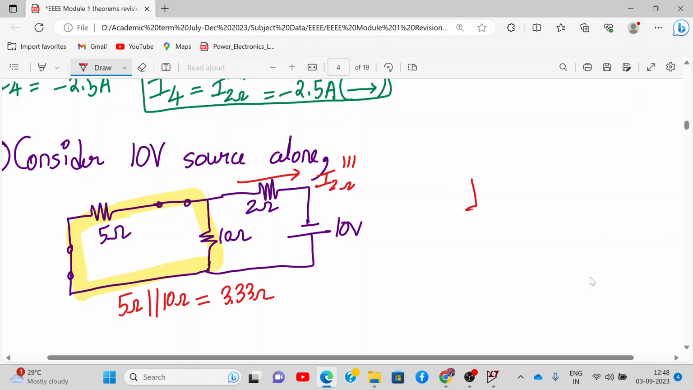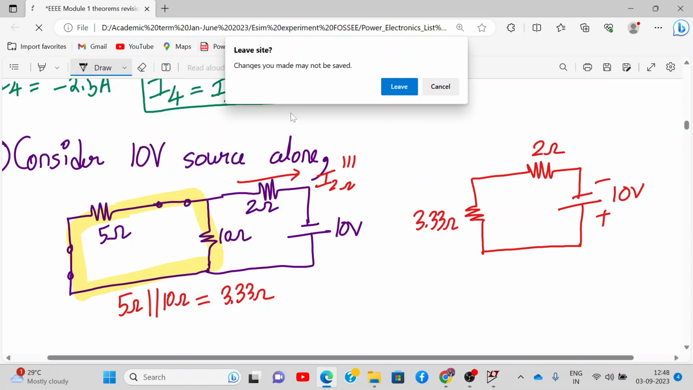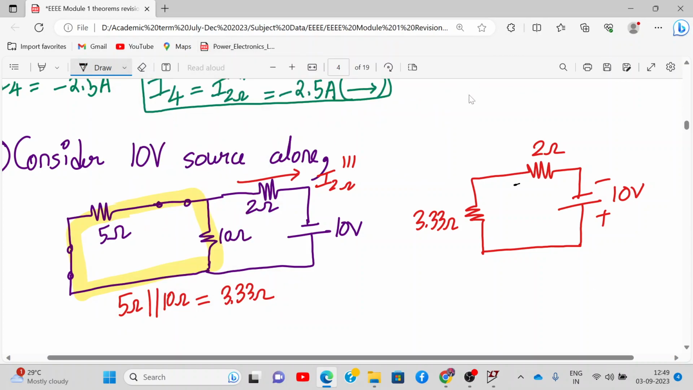And now I'll redraw the circuit. I know you can solve it using mesh and the answer will come correct also, but it will take extra time. This is minus, this is plus, this is 10 volt, this is 2 ohm. Now can you find the current? Yes, I 2 ohm triple dash. You can easily find the current. So what is I 2 ohm triple dash? Can you tell me?